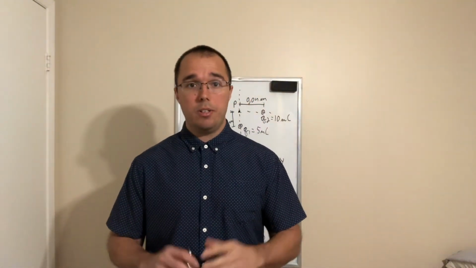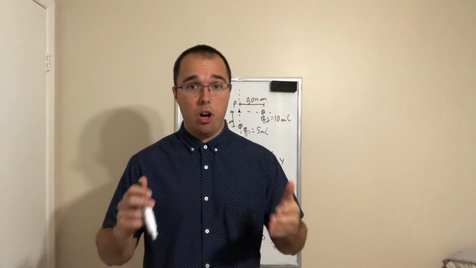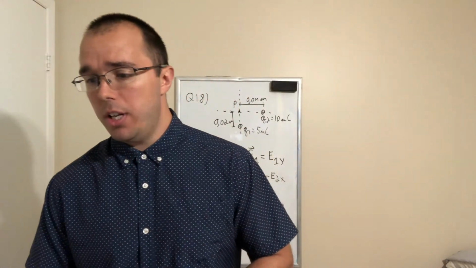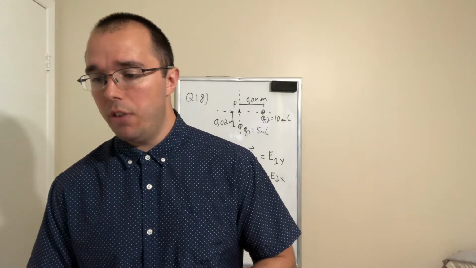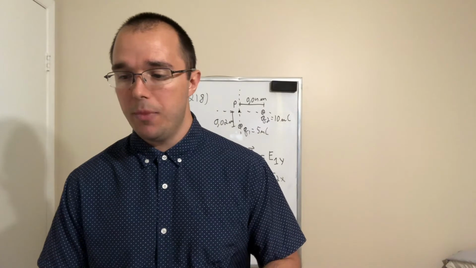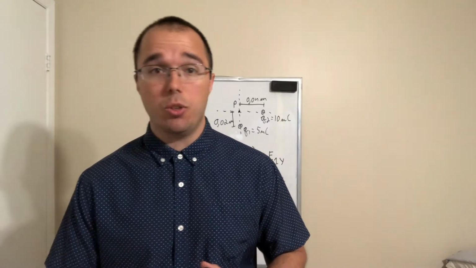Alright, hi everyone. We are now solving the second example of chapter 2. It is question 18. Let's read the question first. Question 18. Find the magnitude and direction of the total electric field due to 2 point charges, Q1 and Q2, at the origin of the coordinate system as shown in the figure.